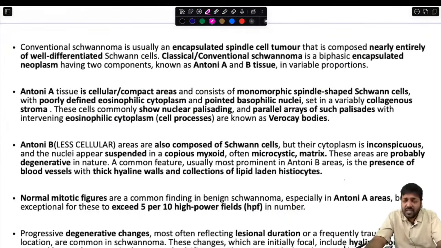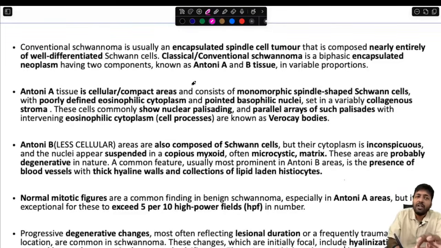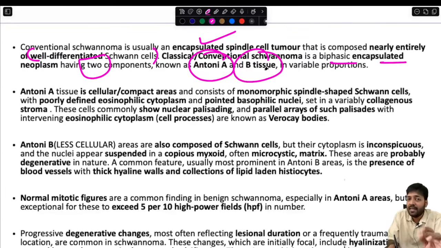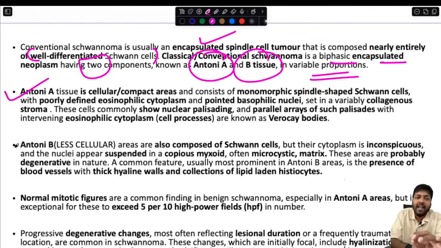If you look at the histopathological features, conventional schwannoma we have already discussed in detail. I'm just repeating. Conventional schwannoma is usually an encapsulated spindle cell tumor that is composed nearly entirely of well differentiated Schwann cells. Classical or conventional schwannoma is a biphasic encapsulated neoplasm having two components: one is the Antoni A, which is the more cellular, and Antoni B, which is the less cellular myxoid area, in variable proportion. Antoni A and Antoni B I have already discussed.